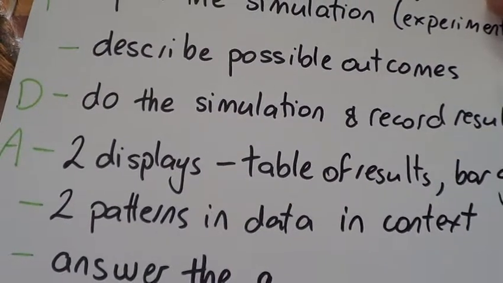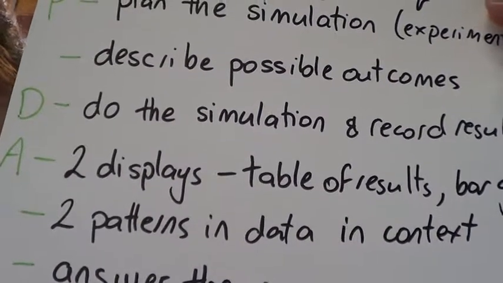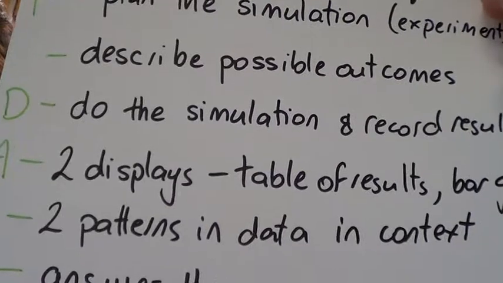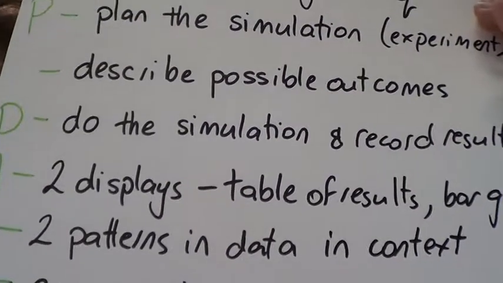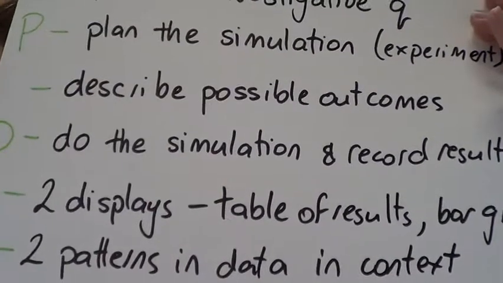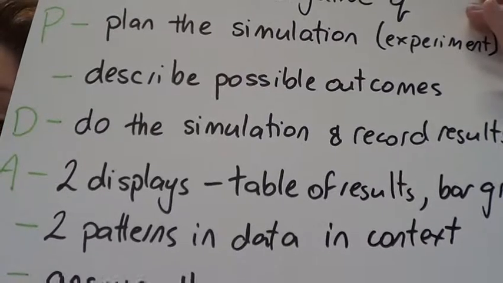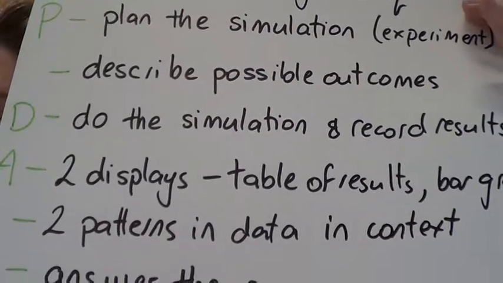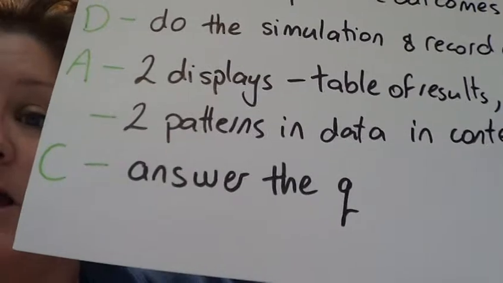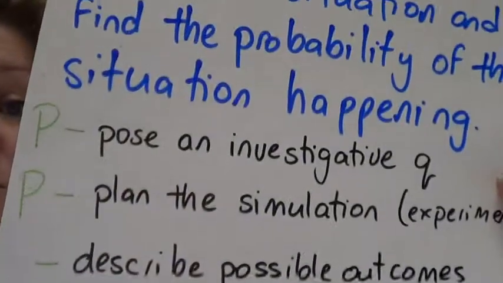And you need to talk about 2 patterns in the data in context. So you need to say that the first outcome came up 14 out of 20 times, and this means that you will miss the goal 14 times out of 20. In the last part, the conclusion, you just need to answer your original investigative question. So, I hope that helps.